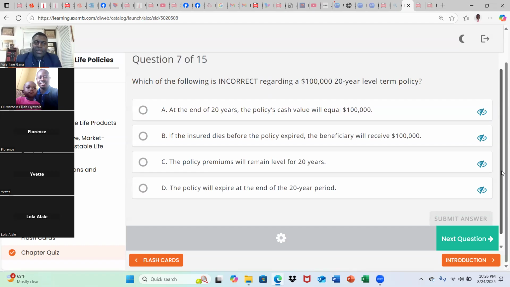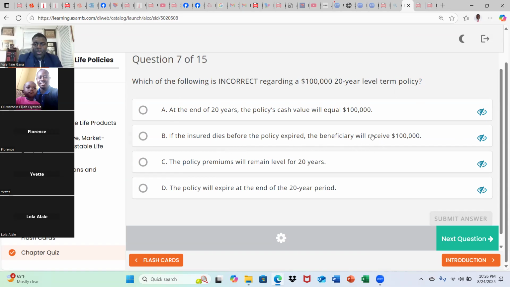It's a level term policy. When we see term, there are two things we should outrightly conclude. The term policies, you're right, will expire within a certain duration of time. Very true. It lasts only for a certain duration and it will expire. Does it accumulate cash? No. Okay. So based on that, what is the answer? If the insured dies before the policy expired, the beneficiary will receive the same 100,000.